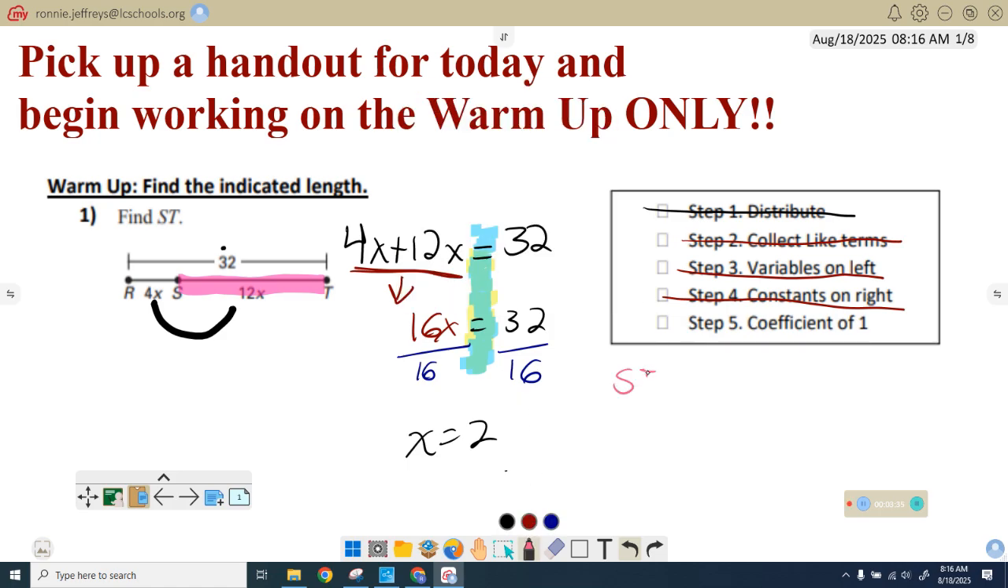So ST equals 12x. So 12 times 2 equals, what is 12 times 2? And what's funnier than 24? 25. Thank you. It's SpongeBob. Now, that's it. That's this one.